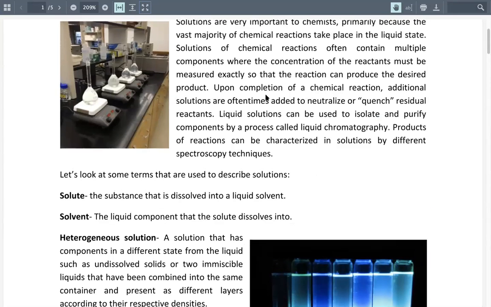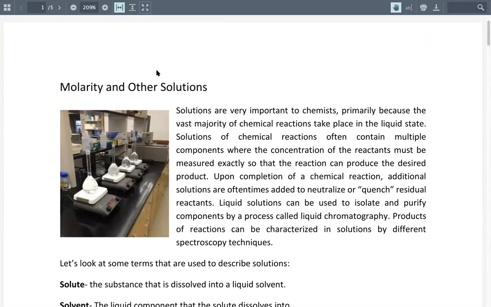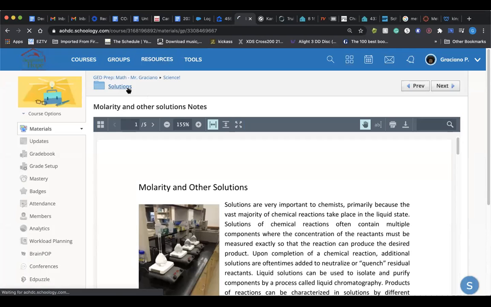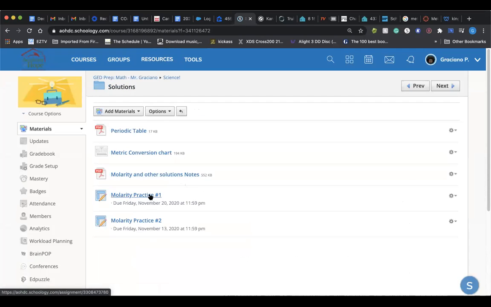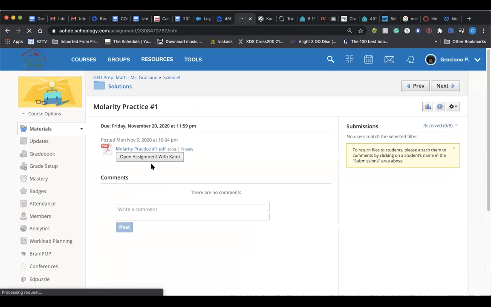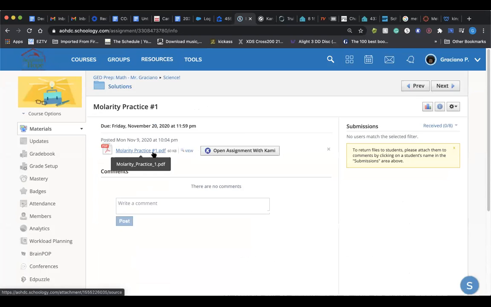All right. In your practice folder, we'll just do a couple together and call it a day. But we have here this molarity practice number 1. This is what I'm opening right now.